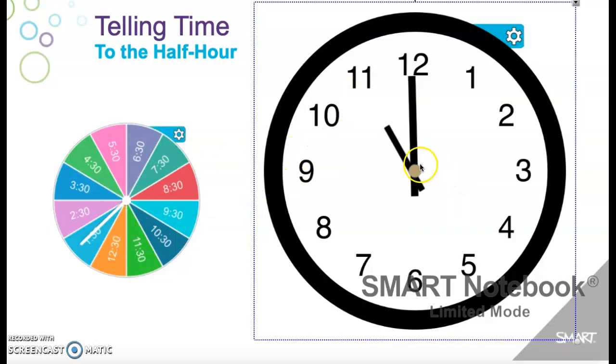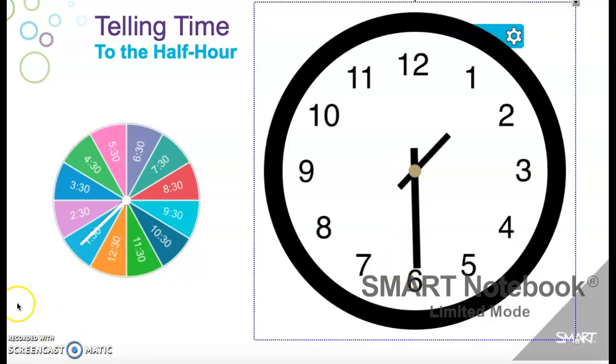And it says 1:30. So I'm going to go forwards. Remember that the hour hand has to be between the 1 and the 2. And then the minute hand has to be on the 6.